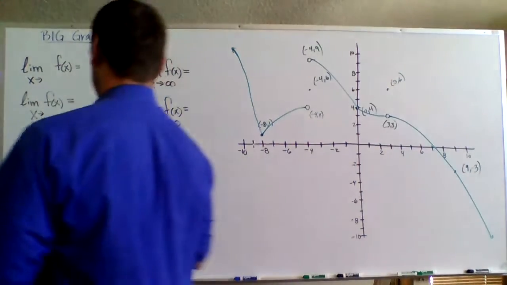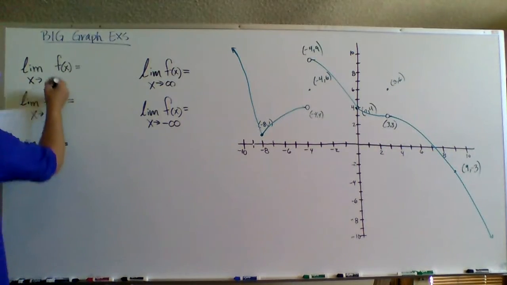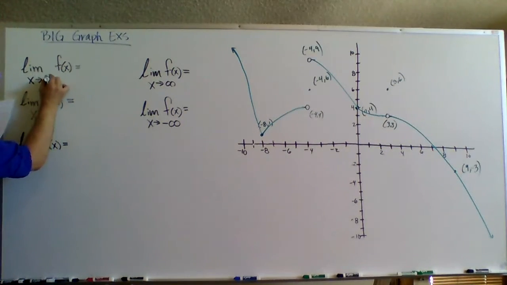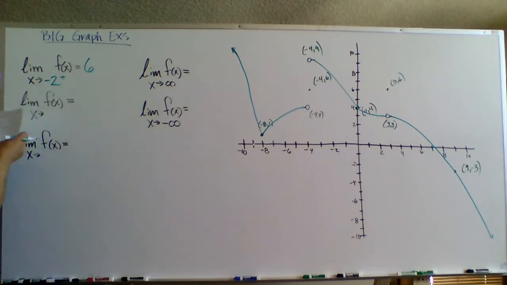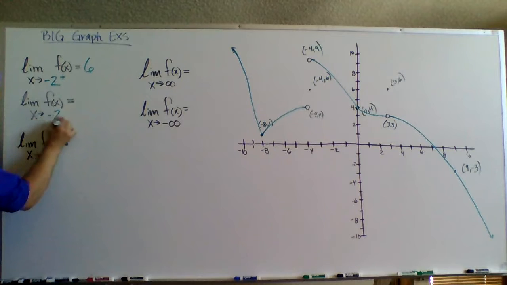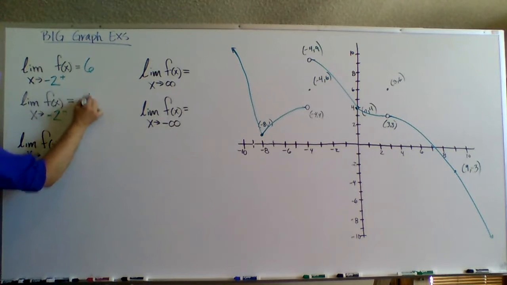Let's do the limit of f of x as x approaches -2 from the right is going to be 6. We're going to do -2 from the left is going to be -1.